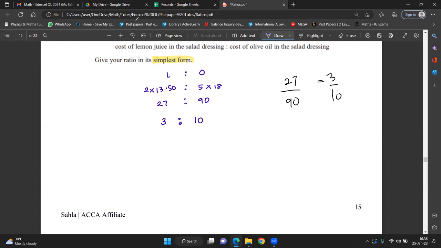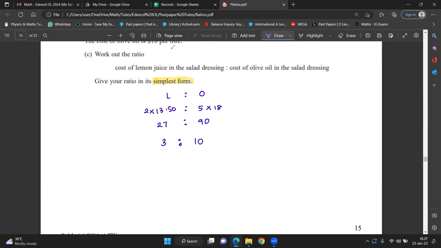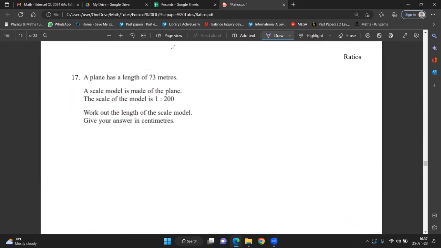If you don't know to do it with the cal, you manually divide both sides by 9. You will get this answer. If it's a larger number, you can type this on the cal to get your simplest form. Okay, straight away you will get the answer. All done? Okay, question 17.